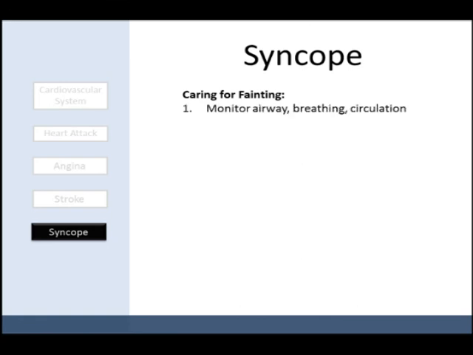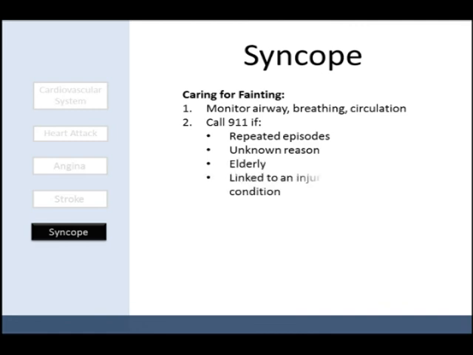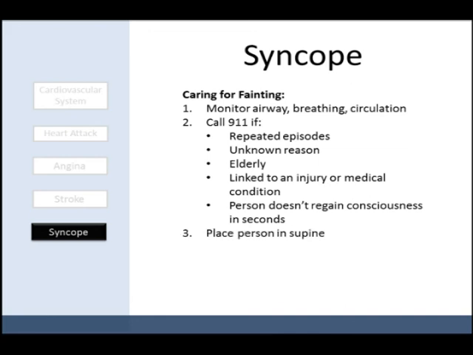To care for fainting, airway, breathing, and circulation is crucial. It is also crucial to monitor the person's condition as well. Call 911 if there are repeated episodes of fainting, if the cause is unknown, if they are elderly, linked to an injury or medical condition, or if the person doesn't regain consciousness within seconds, not minutes, seconds. First aiders should place the person in supine, cover with a blanket, and provide continued care until medical aid arrives.